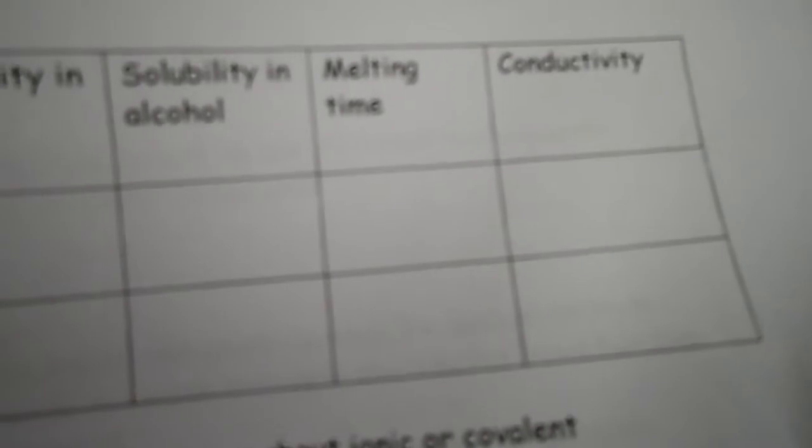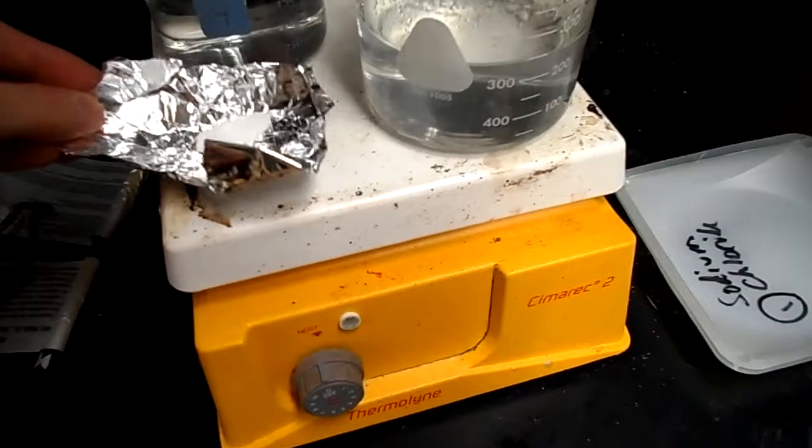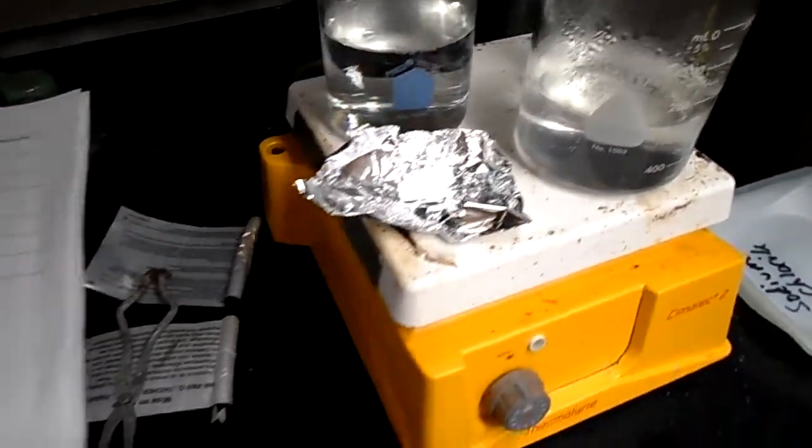Okay, now the fourth step says melting time. And for melting time, you can see that I have a hot plate here and it is hot. So what I've done is I've put each chemical in a little piece of foil. And what I'm going to do is place it on the hot plate and see what happens.